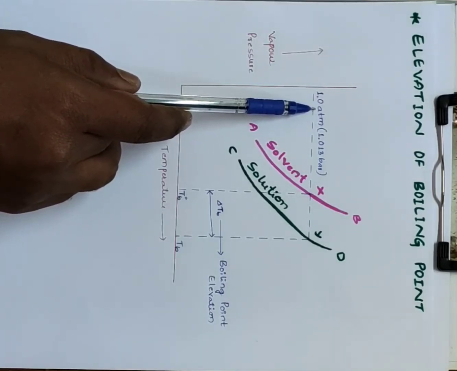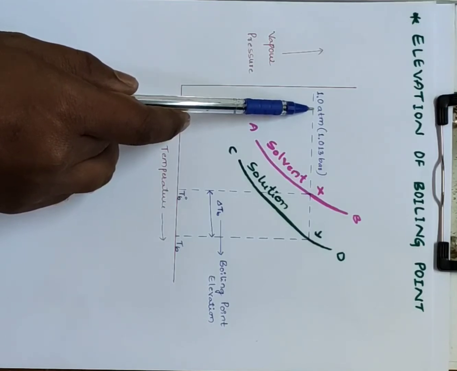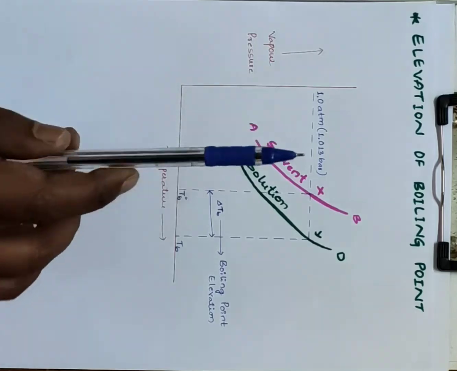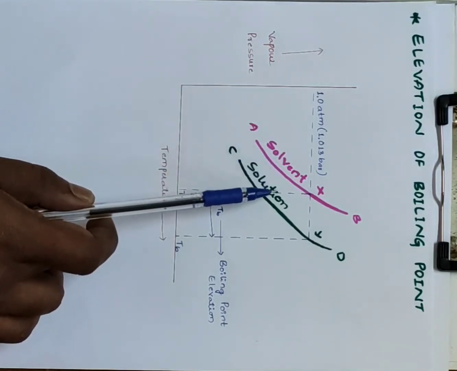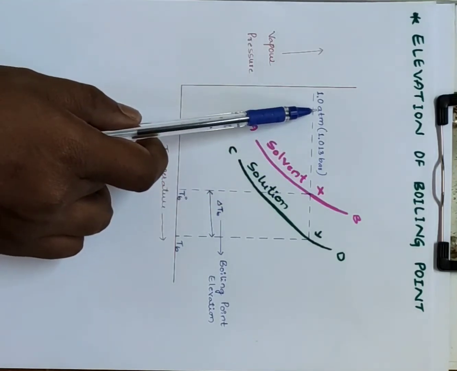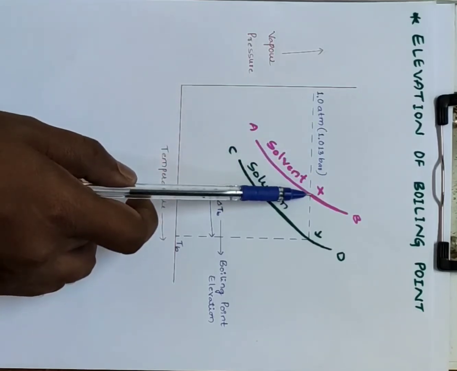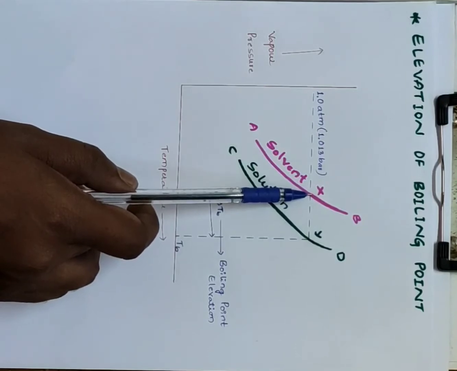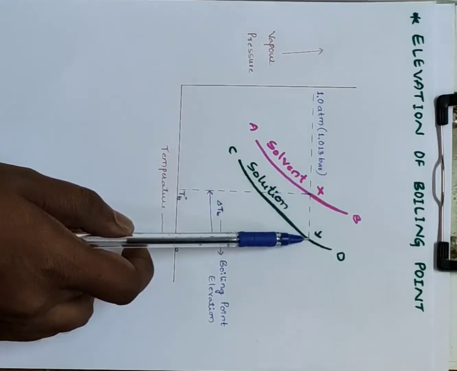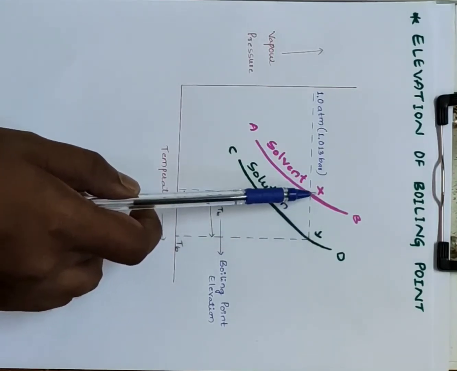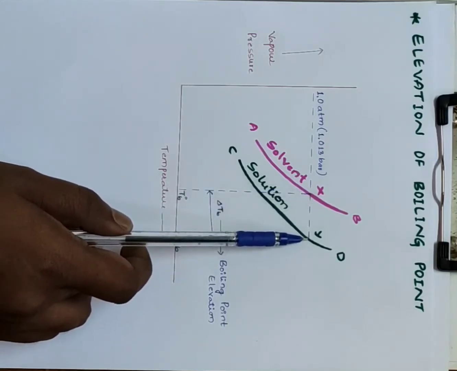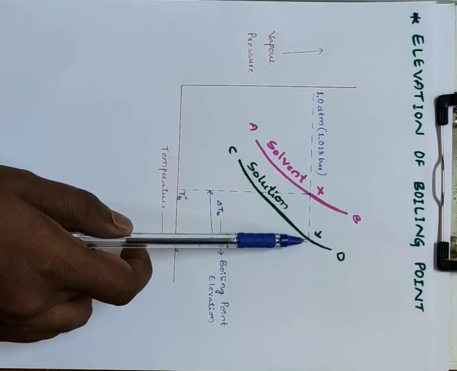Further, a liquid boils at a temperature when its vapor pressure becomes equal to the atmospheric pressure. So that point is called the boiling point. Whenever the vapor pressure of the solvent or solution becomes equal to the atmospheric pressure, at this point we say that it is the boiling point of pure solvent and this is the boiling point of solution.